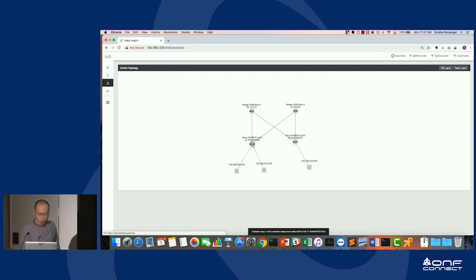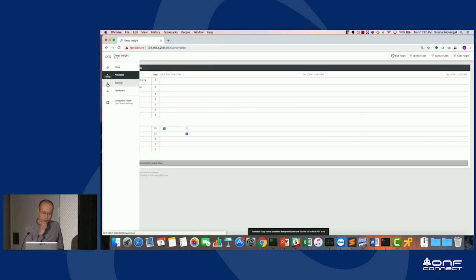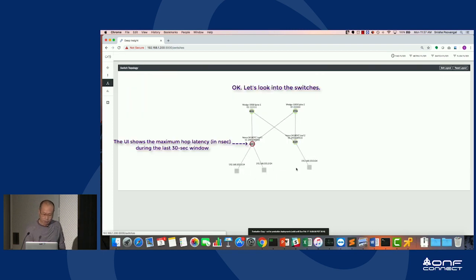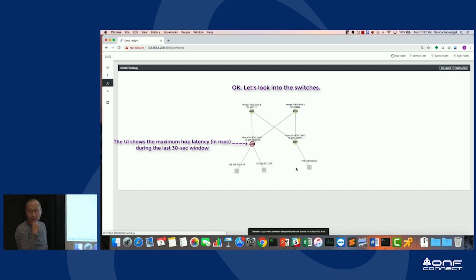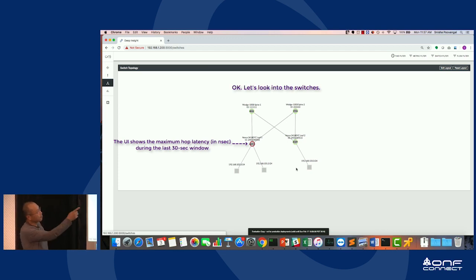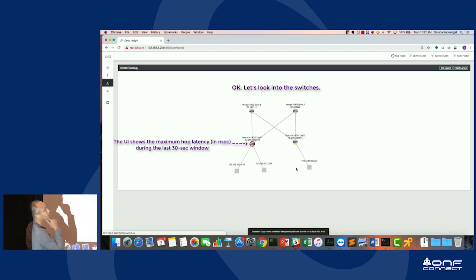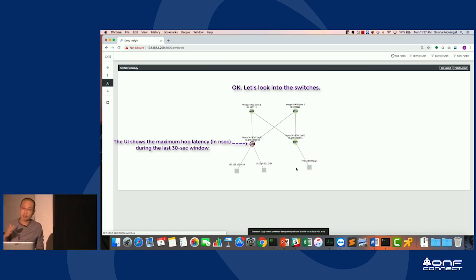Sorry, let me go back a little bit. So this is the switch topology view. In this view, you can observe the switch hop-level latency in nanoseconds. Because our monitoring window is 30 seconds, this shows the maximum latency observed in that switch in the last 30 seconds. Obviously, a little bit of latency increase happened on all these switches, because without congestion our switch hop latency is sub-microsecond, a few hundred nanoseconds.